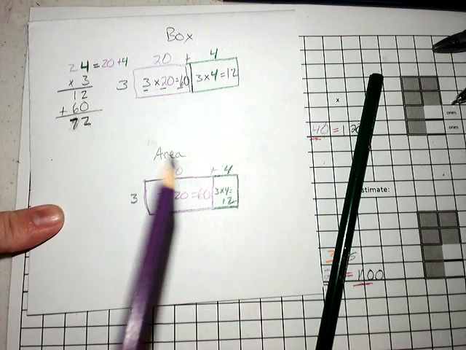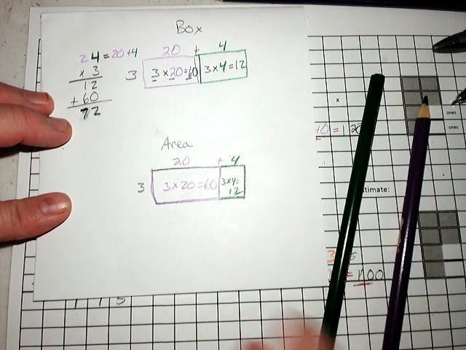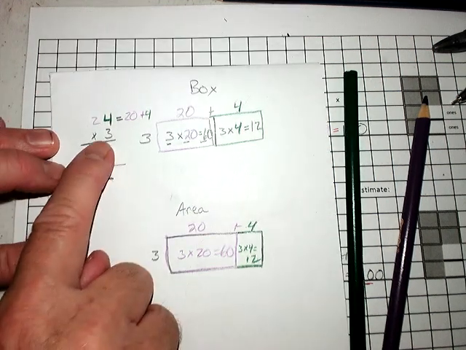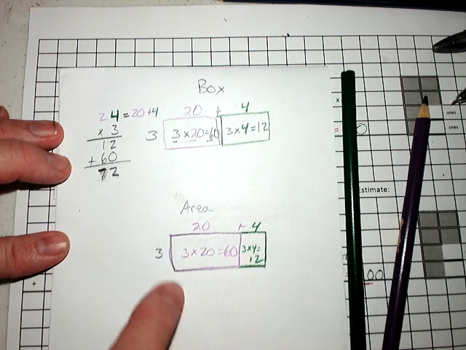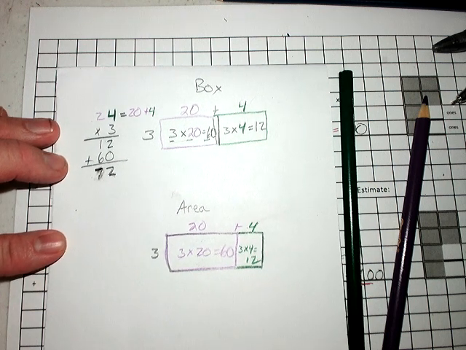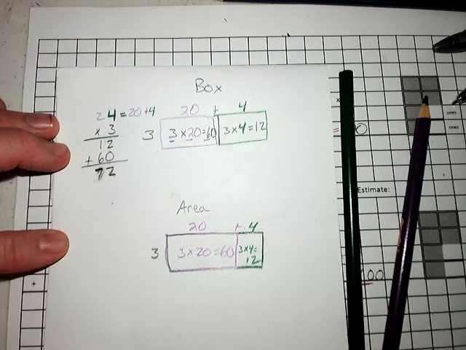And you'll see tomorrow when we add a second digit to our bottom number, we'll be using this area model even a little bit more tomorrow and comparing it to the partial product method. All right, hope this helps.